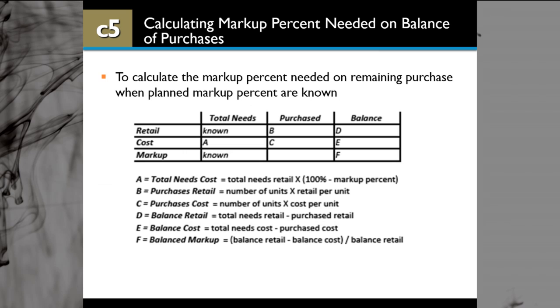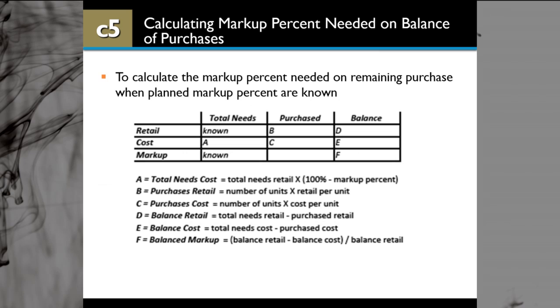To calculate the markup percent needed on the remaining purchases when planned markup percent is known, you can get all these A, B, C, D, E, F numbers. First, it says total needed retail and markup are known. If you know that, you can calculate the cost. Because for A, total needs at cost will be total needs at retail multiplied by 100% minus markup percent. Another hint: your retail percent will always be 100%.